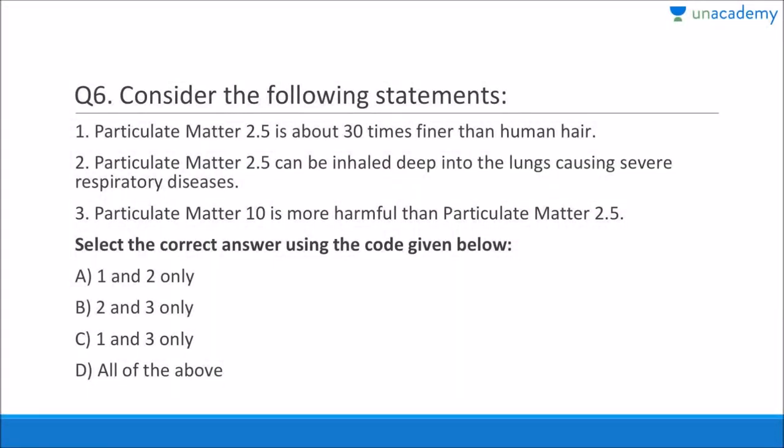Question number 6. Consider the following statements. Particulate matter 2.5 is about 30 times finer than human hair. That is correct.